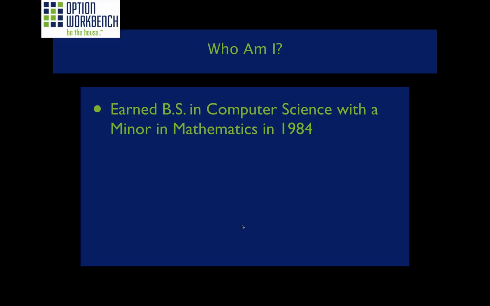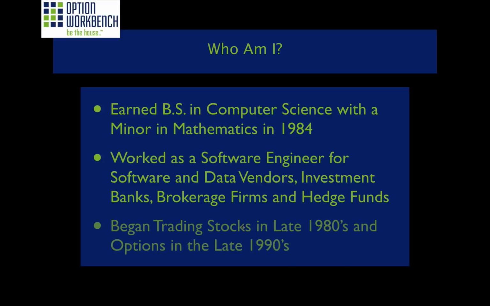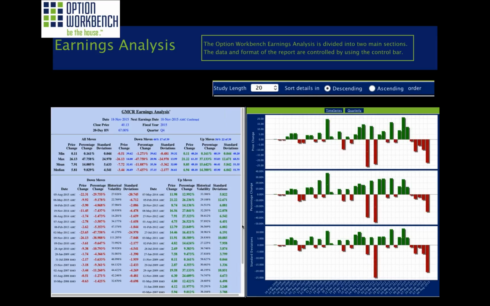So who am I? I earned a Bachelor of Science degree in computer science with a minor in math back in 1984. I've been working in and around the financial services industry since then for software and data vendors, hedge funds, brokerage firms, investment banks, and a lot of different types of companies. I started trading stocks in the late 80s, right just before the 87 crash, as a matter of fact. And then I switched to options in the late 90s and been doing that ever since.